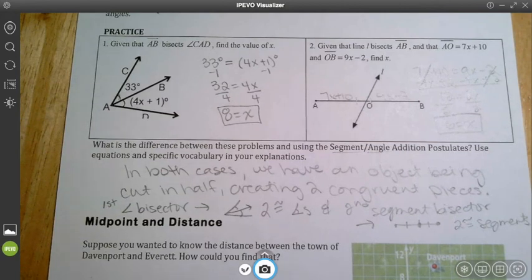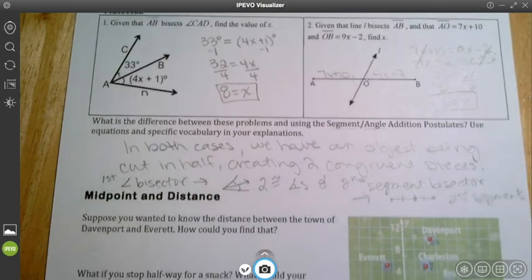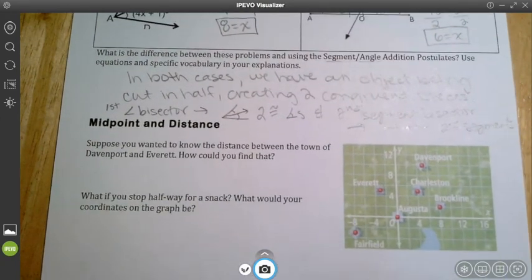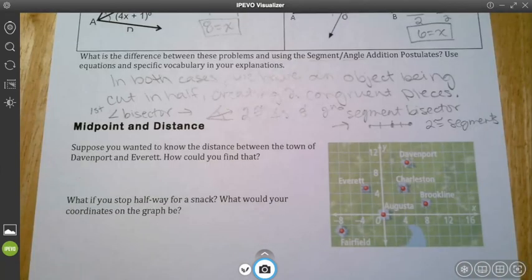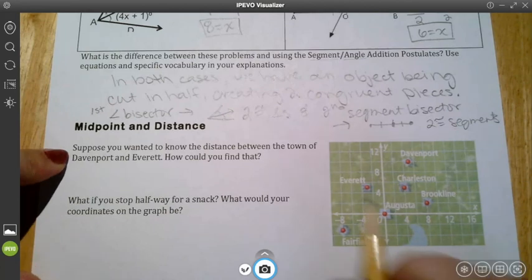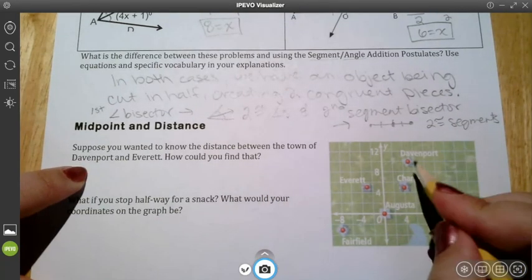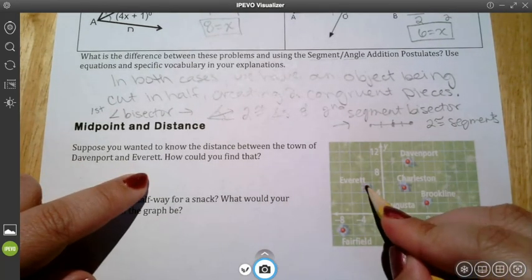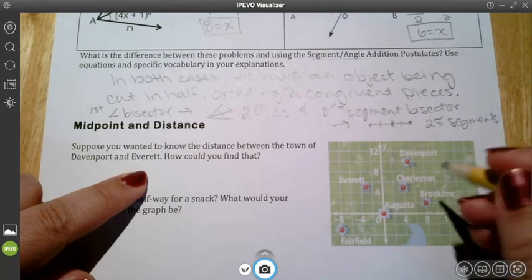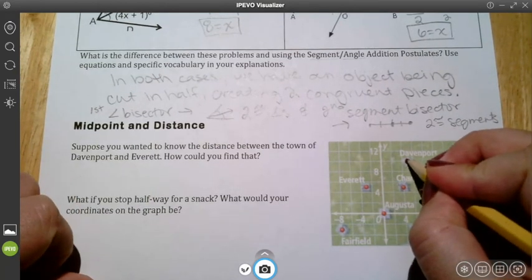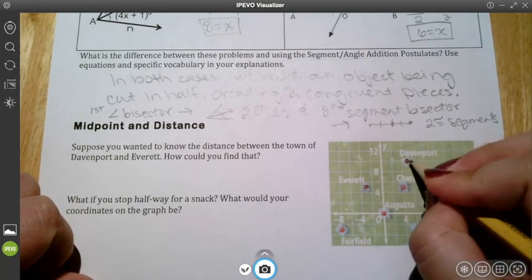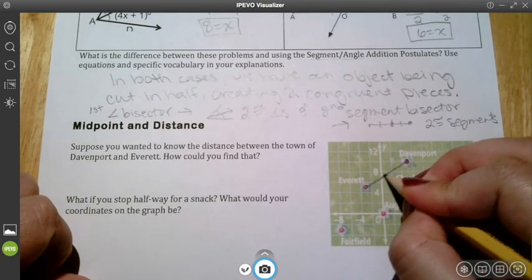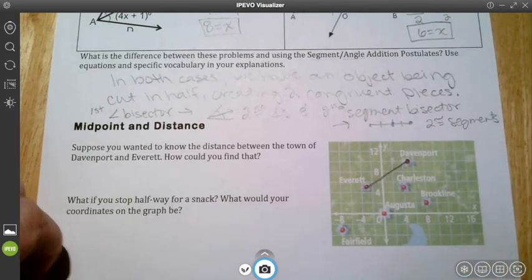So if we're bisecting, we're cutting through the midpoint. So how do we find a midpoint? In order to find the midpoint and the distance, we're going to look at this graph. Okay. So suppose we wanted to know the distance between the town of Davenport and Everett. How do we find that? Well, in order to find the distance between these 2 points, we can find the length of the line segment.